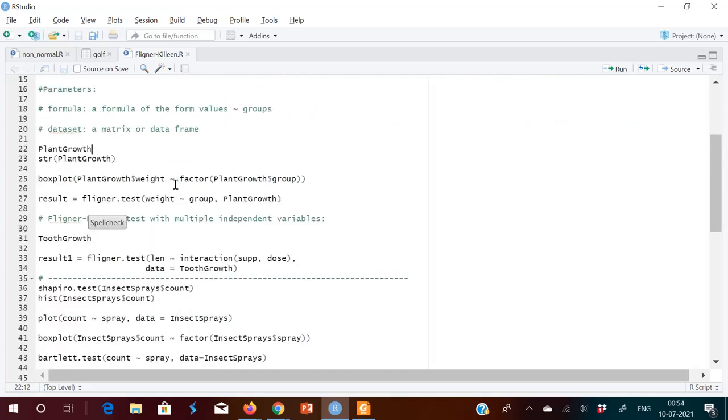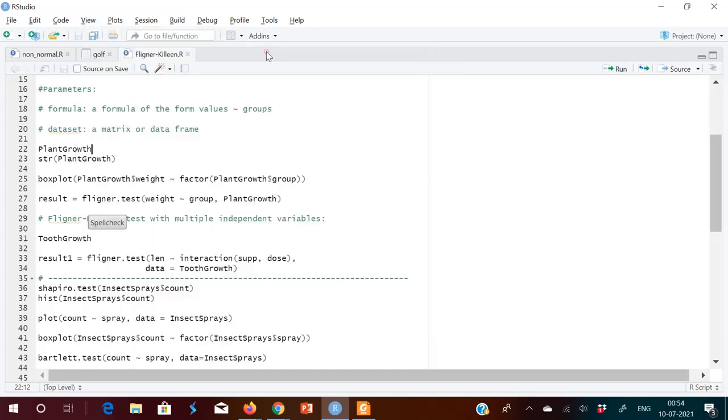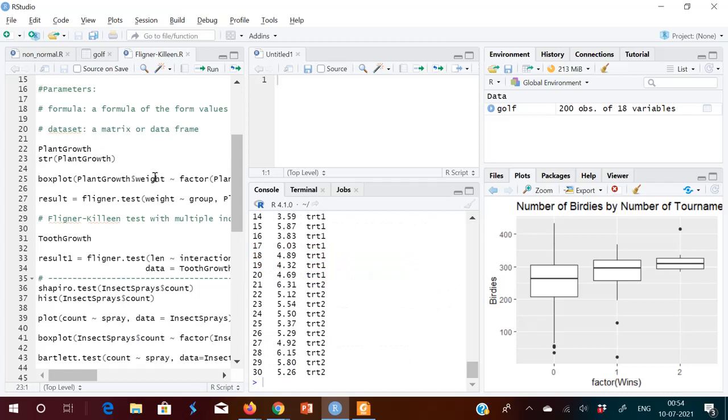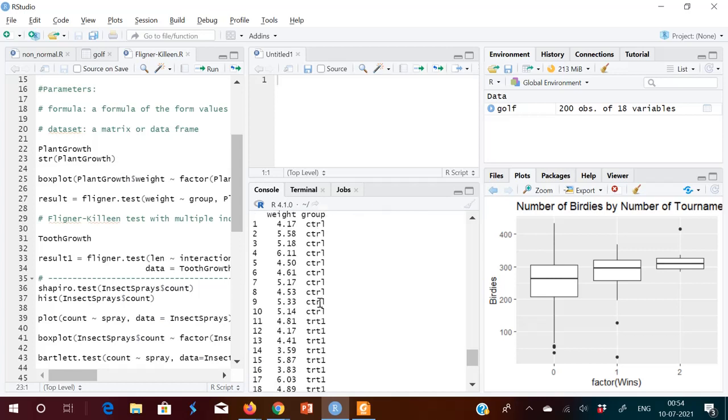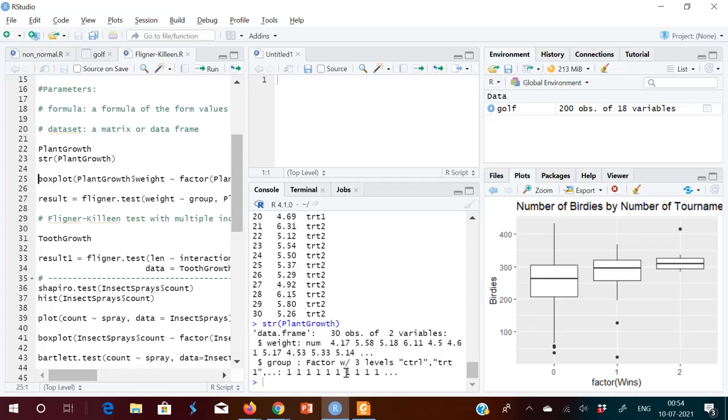Actually, one person had commented on my channel to make this video. That's why I'm doing this. So this is PlantGrowth. It has weight and group. These are ranked, and 3 groups are there. Just type str and you can see 3 levels are there. The weight is numeric and group is a factor with 3 levels.